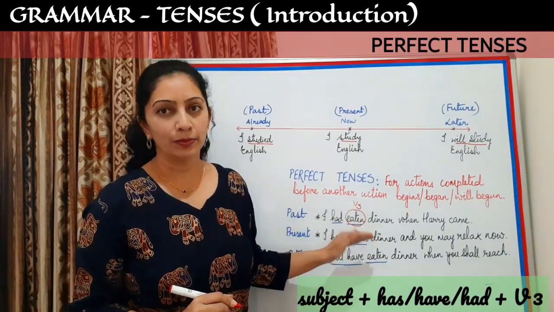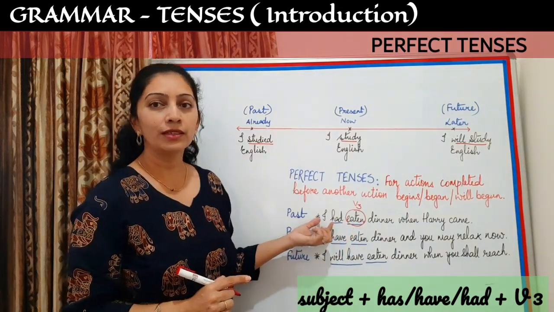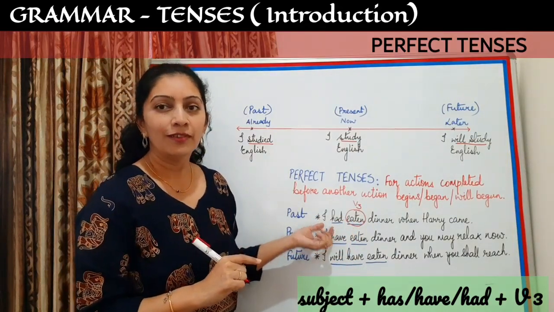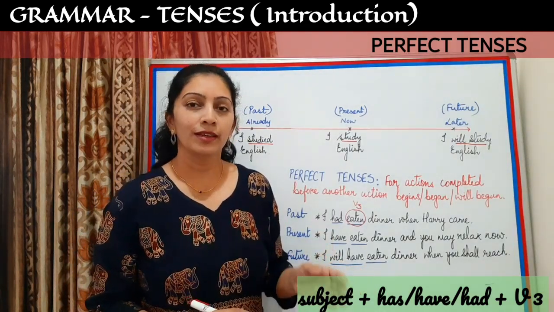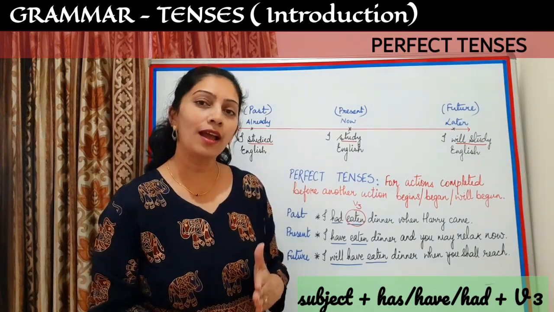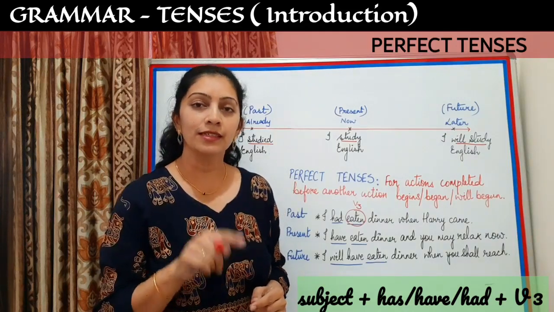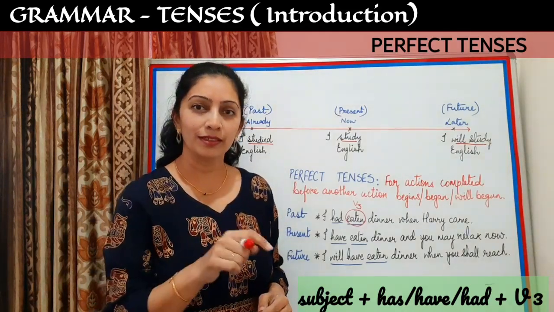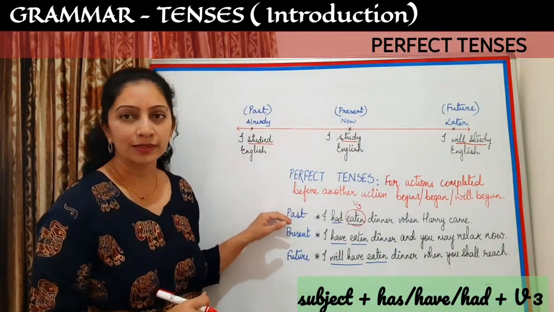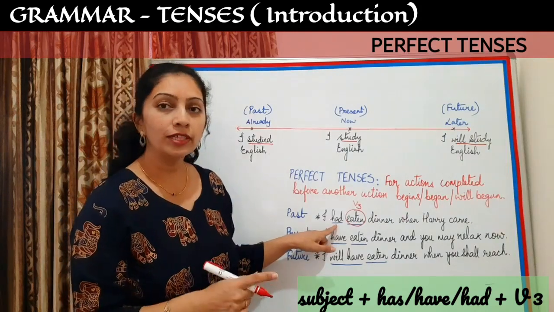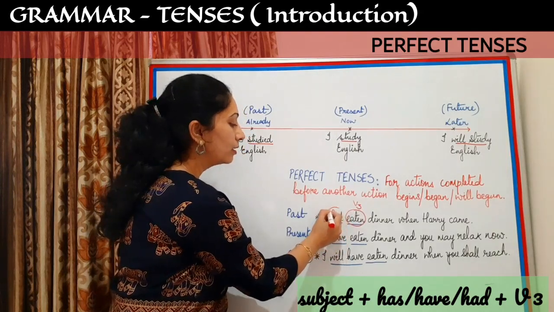Now this V3 word will always be preceded by an auxiliary verb. Whenever we talk about perfect tenses, we have three words that come before: has, have, or had. Any one word out of these will come depending on the tense and depending on the subject, whether it is singular or plural. Let's look here first. It's a past tense. In the past tense, whenever we talk about perfect tenses, we will always have the auxiliary word had.